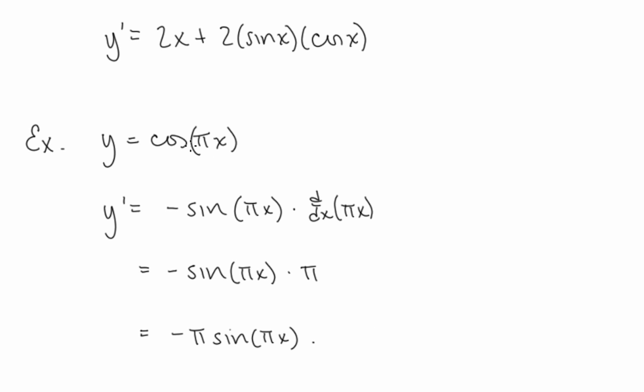So again, we have a composition of functions here. We have pi x plugged inside the cosine. And the chain rule says, start by taking the derivative of the outside function. The outside function here is, say, cosine of u. Well, what's the derivative of cosine u? It's negative sine u, multiplied by the derivative of u, the derivative of that inside function.